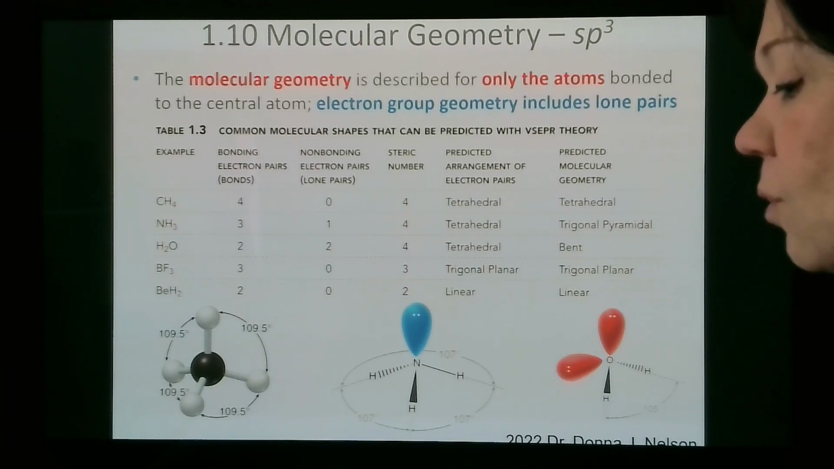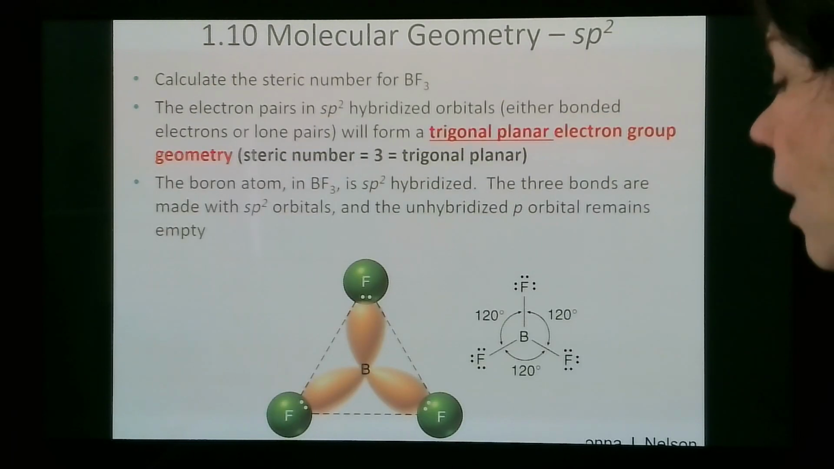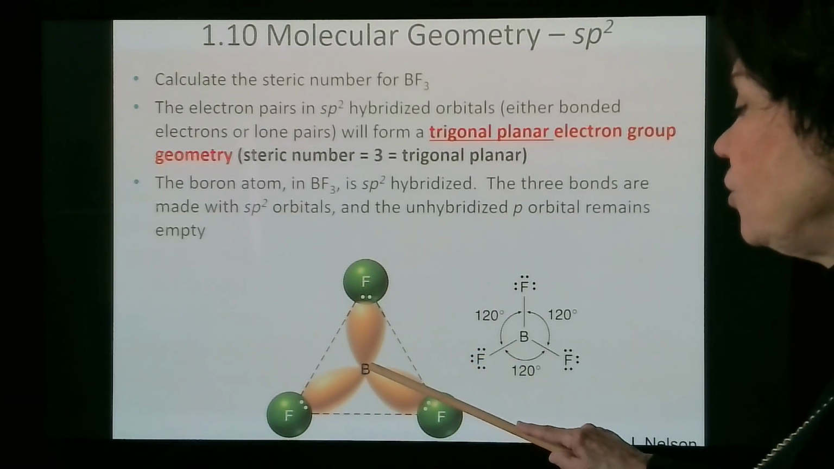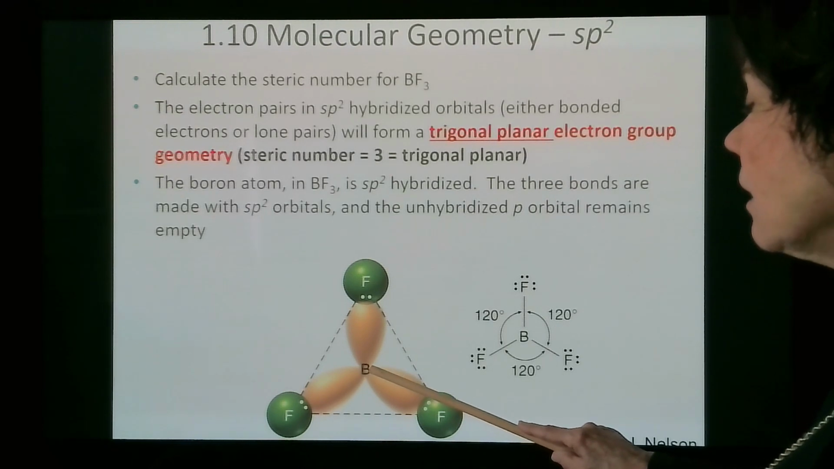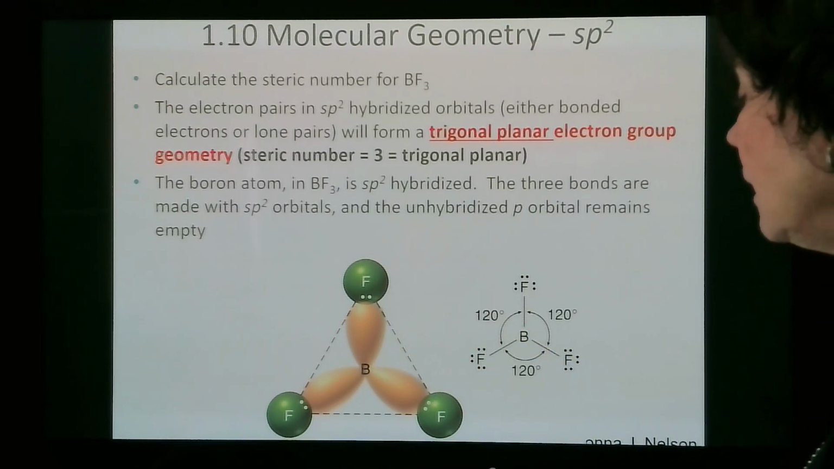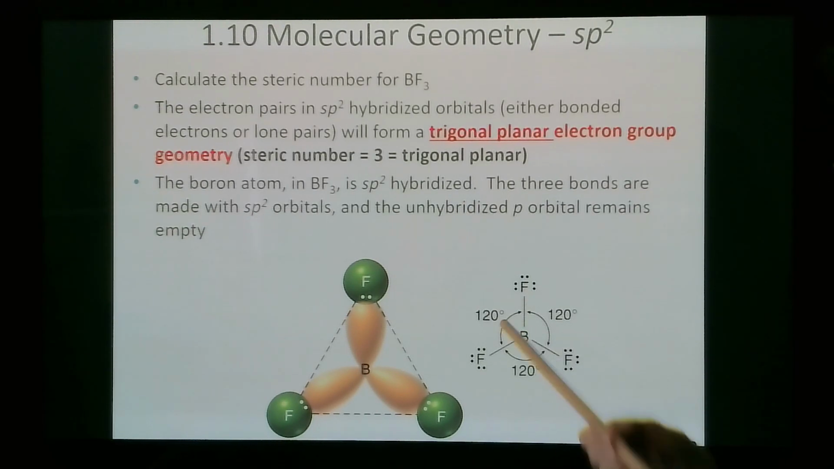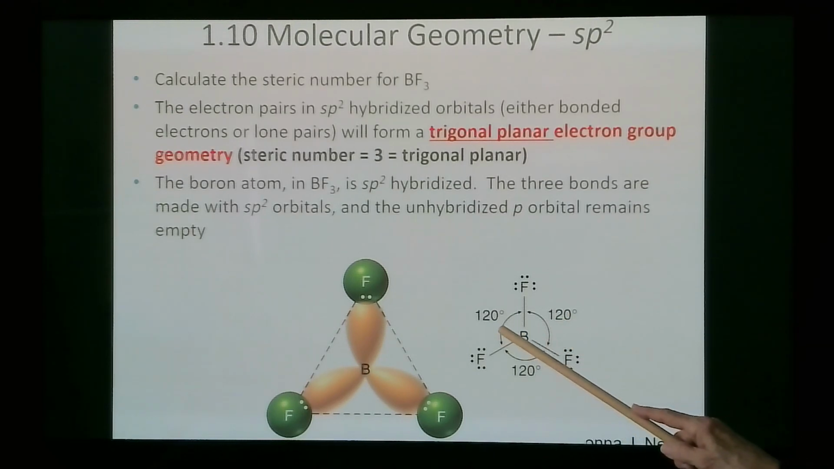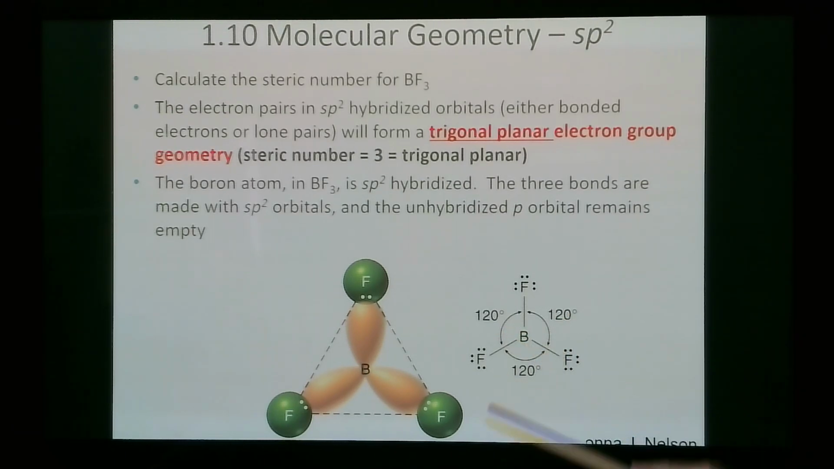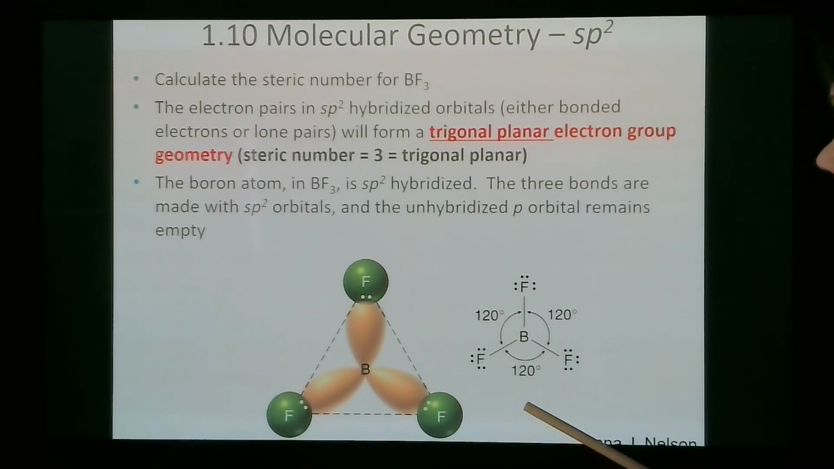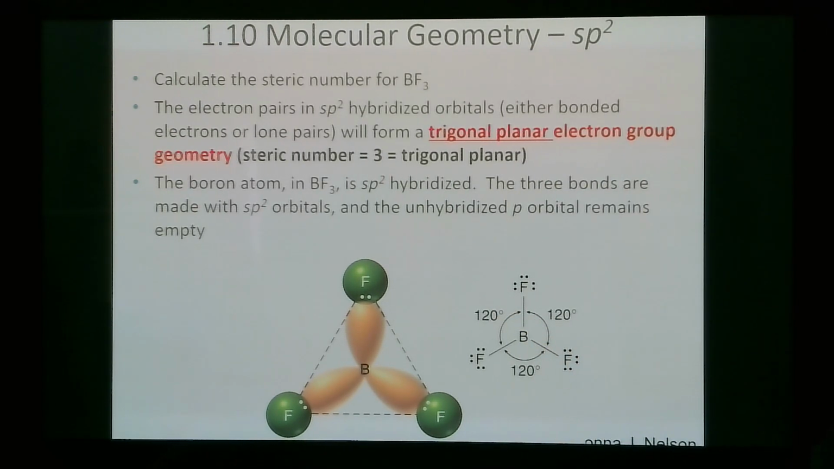Now let's look at 2 other molecules. We're going to look at BF3, where this is different. This is different because boron has an empty p orbital coming out of the plane of the page. This empty p orbital is there, but it's just not filled.